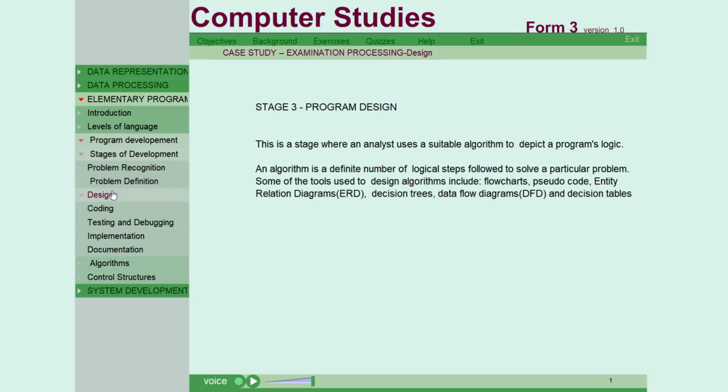Stage 3. Program design. This is a stage where an analyst uses a suitable algorithm to depict a program's logic. An algorithm is a definite number of logical steps followed to solve a particular problem. Some of the tools used to design algorithms include flowcharts, pseudocode, entity relation diagrams, that is ERD, decision trees, data flow diagrams, that is DFD, and decision tables.